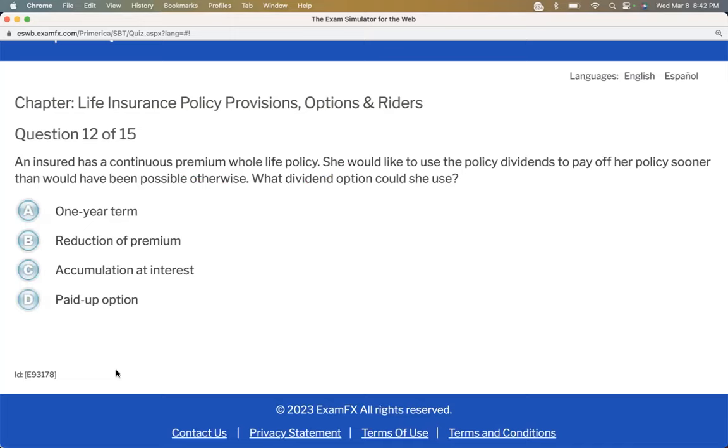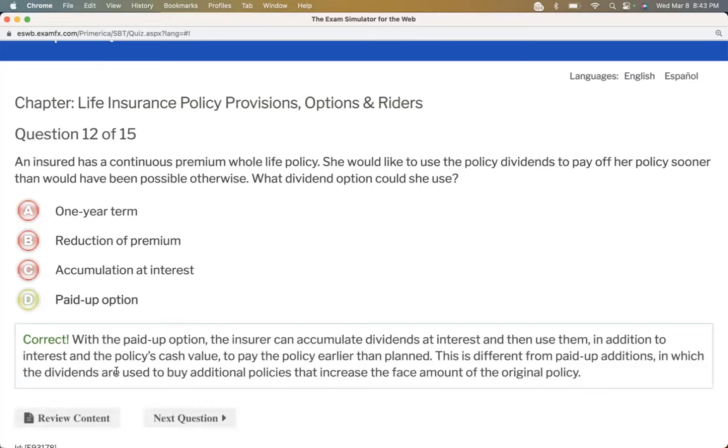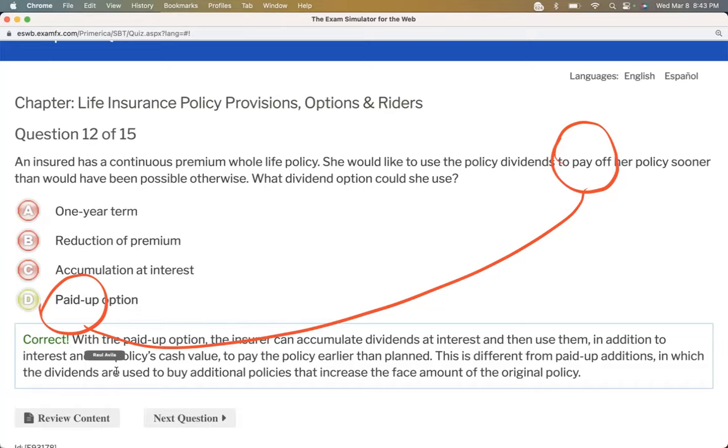An insured has a continuous premium whole life policy. She would like to use the policy dividends to pay off her policy sooner than would have been possible otherwise. What dividend option did she choose? It's either reduction of premiums or D. I'm going to go with D because it's straight up saying paid up, right? Yes. Paid up. That's the connection right there. Got it.